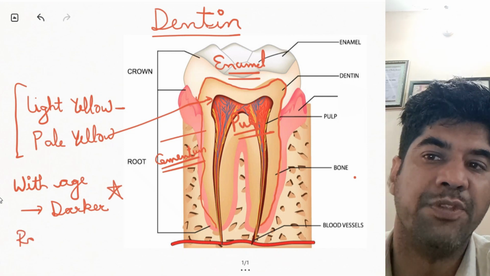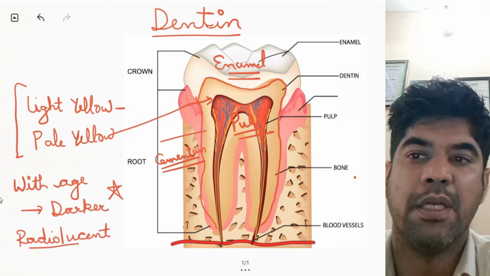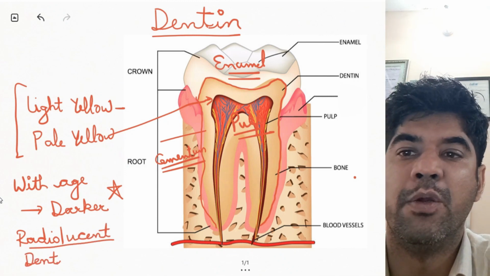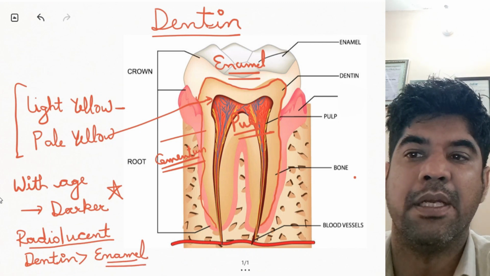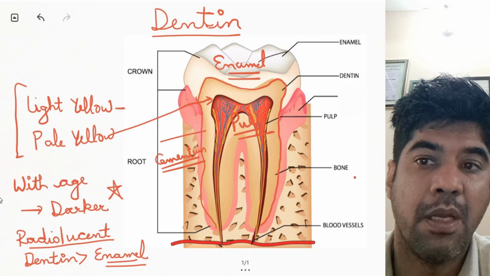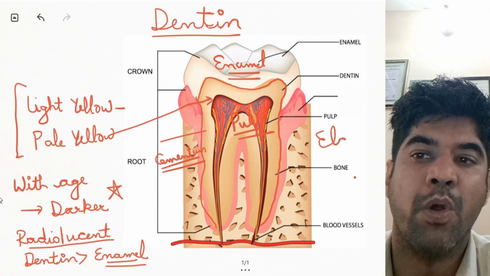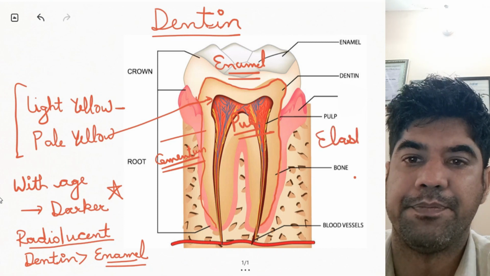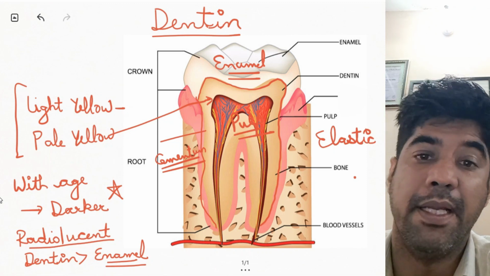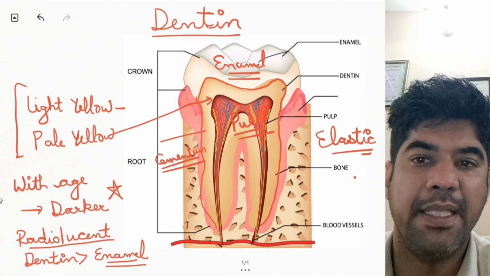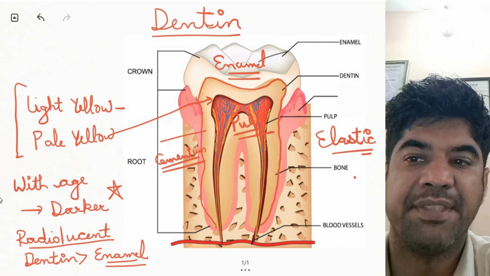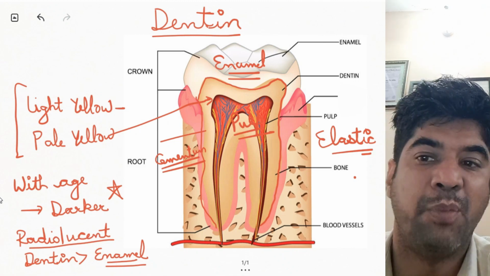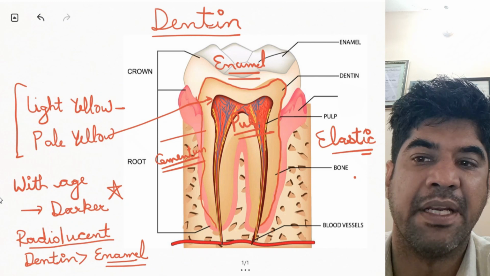Which is more radiolucent, enamel or dentin? Yes, dentin is more radiolucent. Why? Because of the lower content of mineral salts in the dentin. It is less hard than the enamel, but harder than the bone or the cementum. Dentin is harder in the permanent teeth than in the deciduous teeth. Dentin is mildly elastic in nature, so it supports the brittle enamel under the masticatory force.